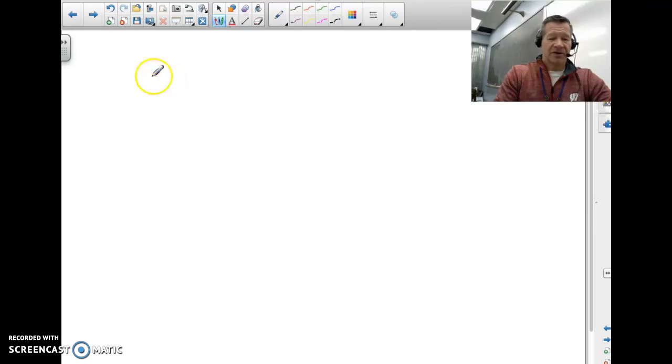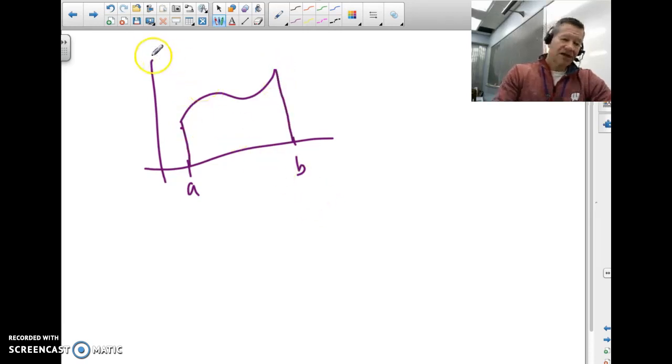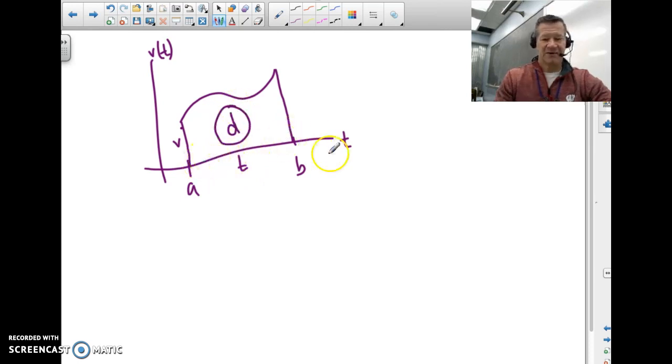Let me go to a blank page here. When we find, if I have a function f of x from a to b, we know that that's finding the area between that function and the axis, correct? And in the problems where remember I introduced this, we were doing velocity over a period of time. And we realized that if I'm finding the area, I'm actually multiplying velocity times time, and that gave me distance. That gave me the distance that was traveled over that time period.